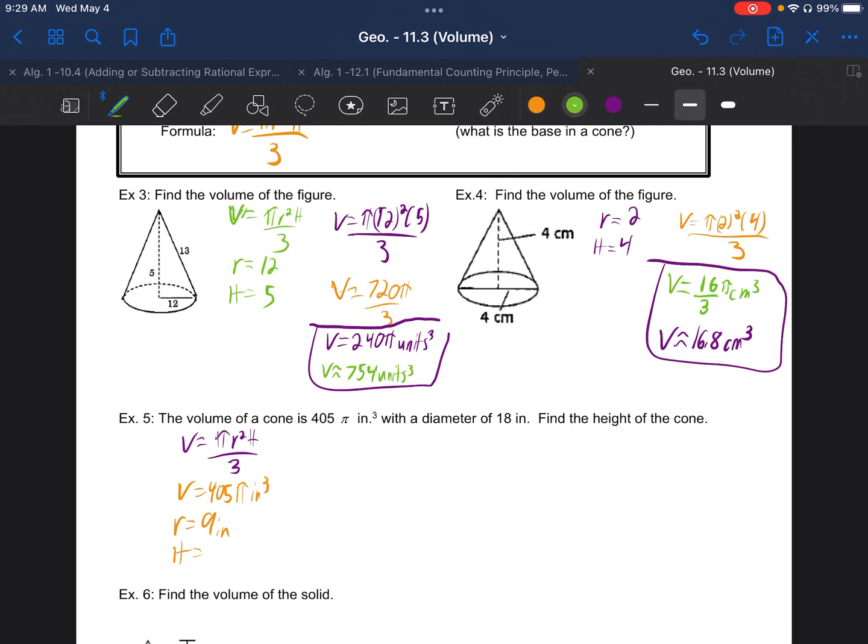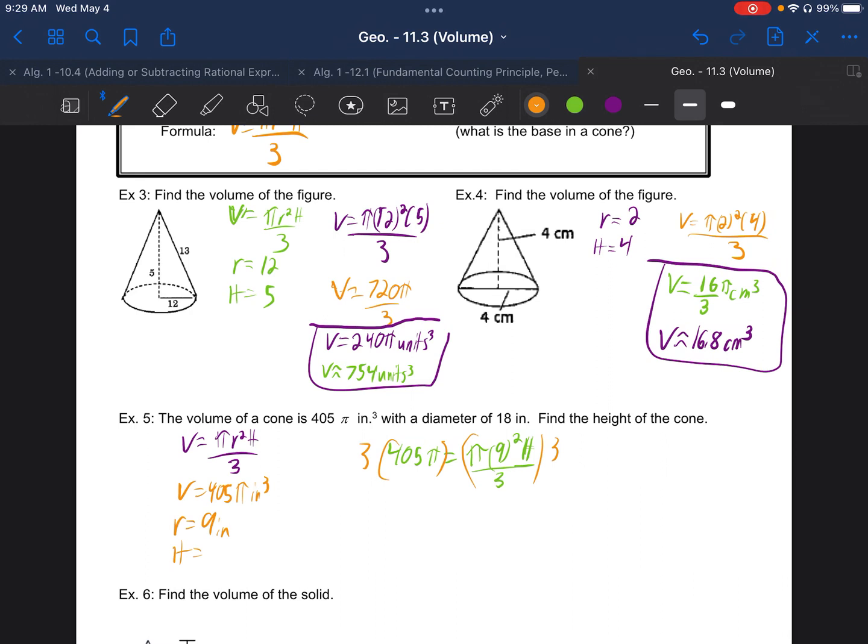So what we do is we plug in what we know and solve for what we don't. 405 pi goes where volume goes. Pi goes where pi goes. 9 goes where the radius goes. And height goes where height goes, because we don't know it yet. And we start solving. So a good first step is to multiply by 3, and to square the 9.